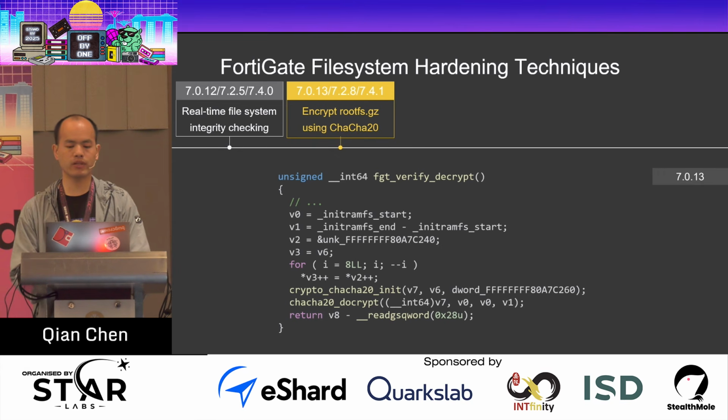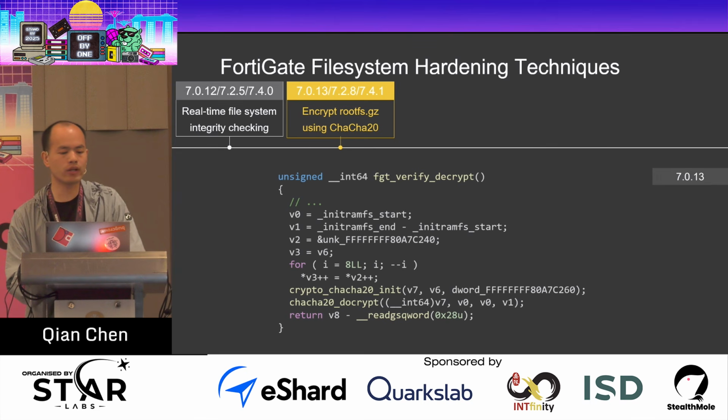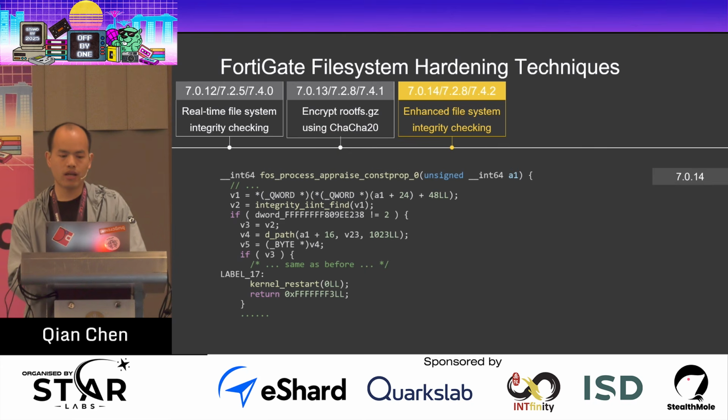In versions 7.0.13, 7.2.6, and 7.4.1, Fortinet began encrypting the root filesystem using ChaCha20. After all, security through obscurity must be effective. If analysts can't examine it, it must be more secure, right? Further enhancements to file system integrity checking came with 7.0.14, 7.2.8, and 7.4.2.